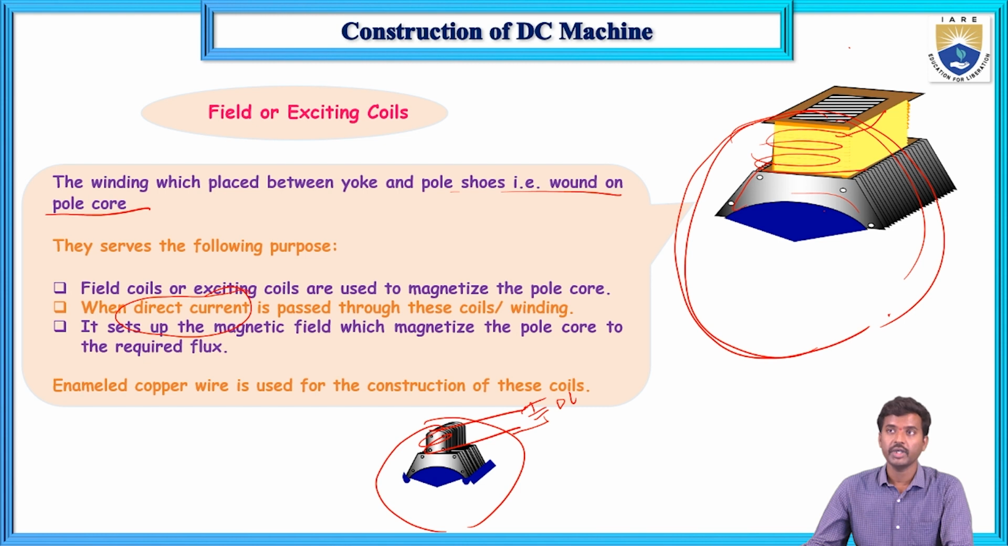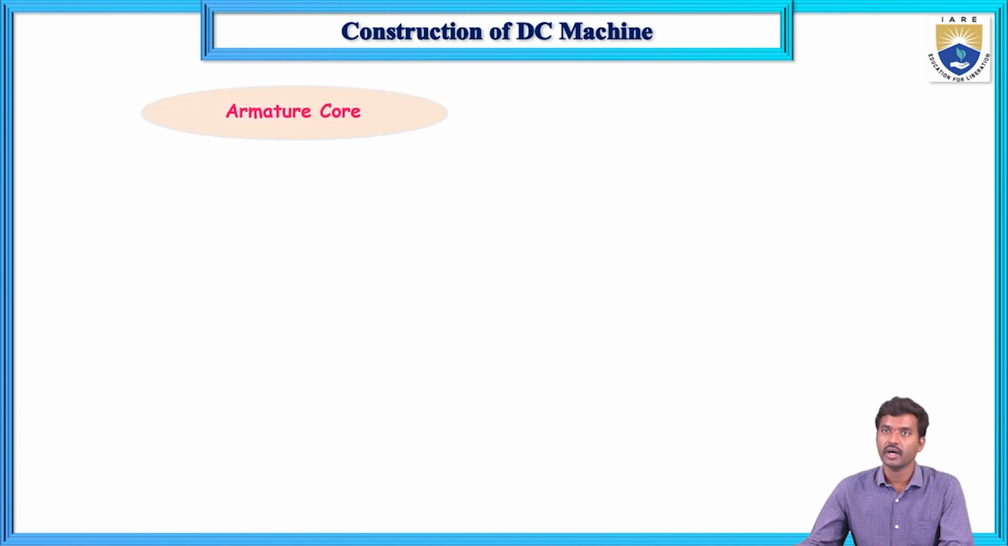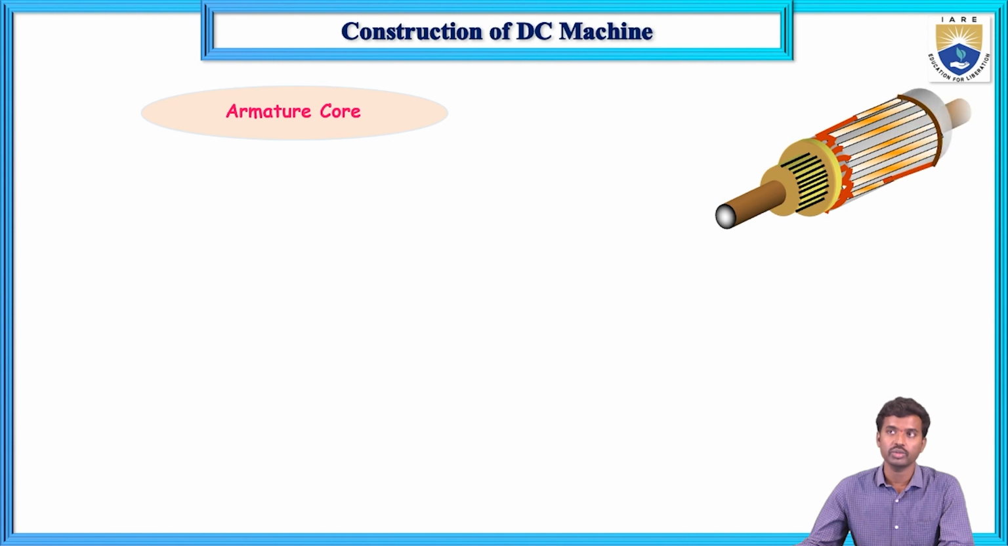Next, what is the material? For all windings we use copper wire; copper material is used for construction of this field winding. Next part is the armature. Armature consists of two parts, armature core and armature winding. The real picture of the armature core looks like this. So this is the armature.